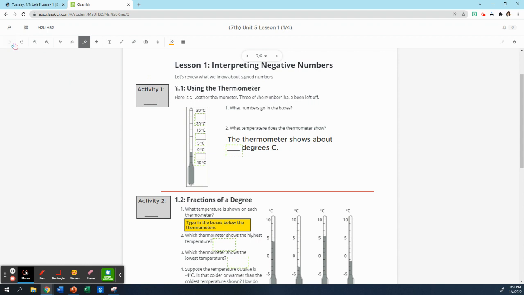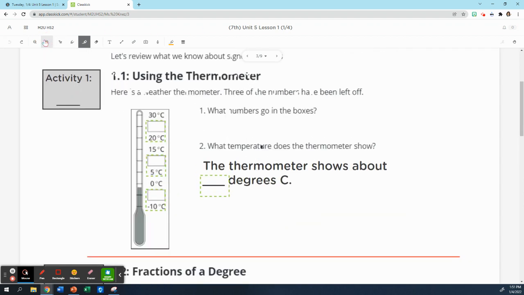Okay, so if we zoom in on this thermometer, I can see that it's counting by 5s, which means that between 30 and 20, I would have, I'm going to shrink my text down so it fits, 25 degrees. Between 15 and 5, I would have 10 degrees. And between 0 and negative 10, I have negative 5 degrees Celsius.